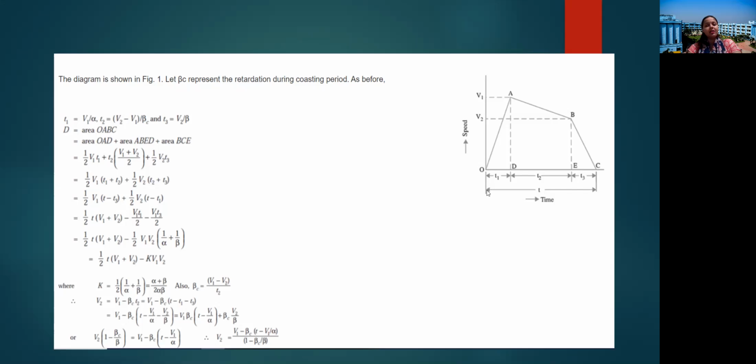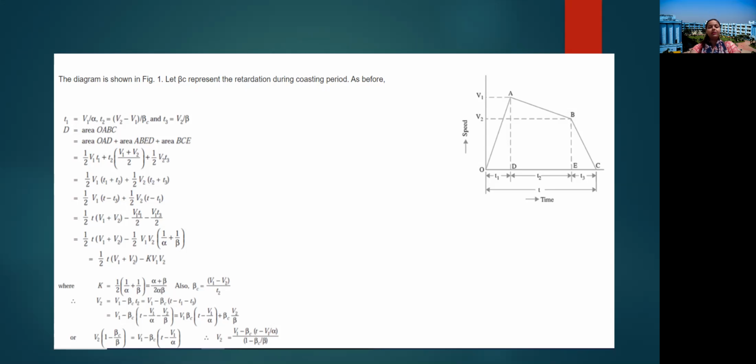One is acceleration, which is from O to A, time duration T1. Next is coasting period A to B, time duration T2, and the last part is B to C. It's the braking period, time duration T3. So these are the three different periods of the quadrilateral speed time curve.